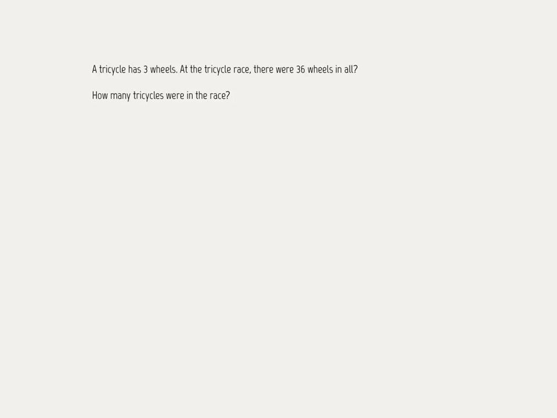So in this problem we have a tricycle has 3 wheels. At the tricycle race, there were 36 wheels in all. Oh, sorry, that should be a period at the end of that sentence there. How many tricycles were in the race? So in this problem, we need to figure out how many actual units there are. So the bar model here, what we do is we draw 1 unit over here at the end, and we know that there were 3 wheels on that tricycle, and we draw another one over here. There are 3 wheels. Sorry, on the tricycle. I think I said bicycle earlier.